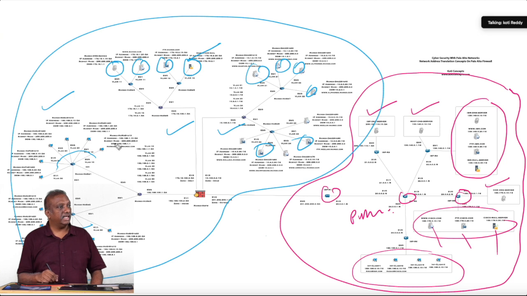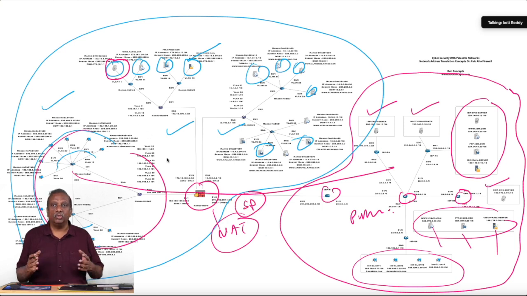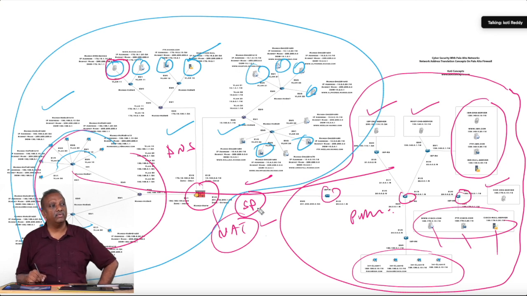When these users want to access the internet, we do what? NAT. How to configure NAT, how to configure the DNS server, how to configure security policies. So DNS, security policy and NAT, all three go hand in hand in understanding how to configure the firewall with all these further features.